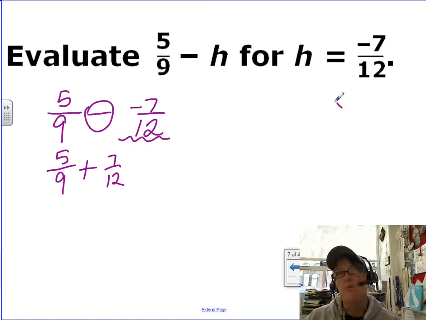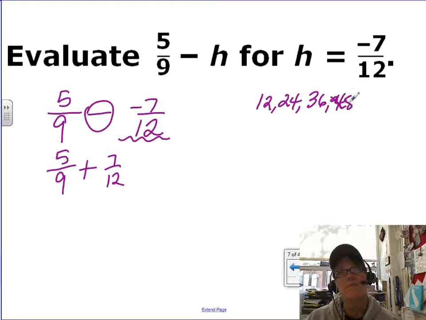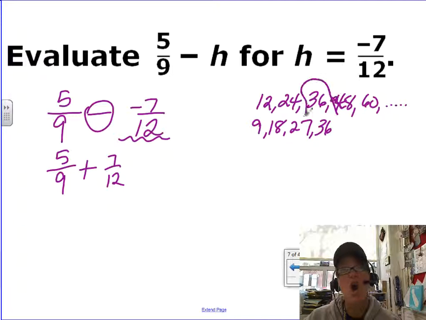So let's do that. 9ths and 12ths. What I would recommend off to the side is just start thinking of your multiples of 12. 12, 24, 36, 48, 60, and so on. Okay? Then ask yourself, if I start doing multiples of 9, does 9 go into anything in this list? Find the first one. 18, 27, 36. Whoa! The crowd goes wild.